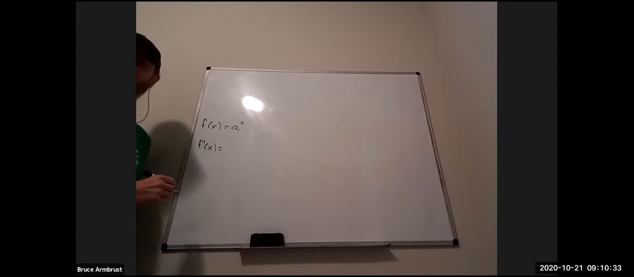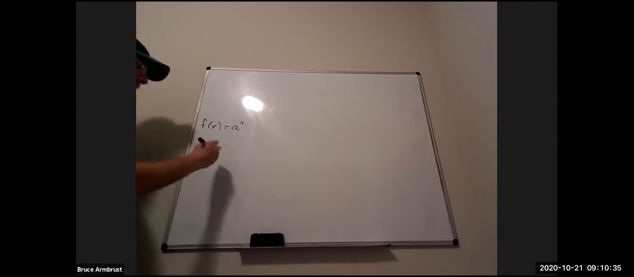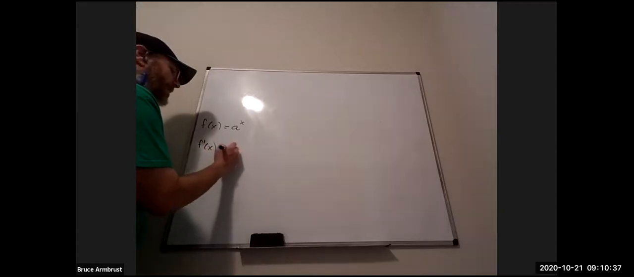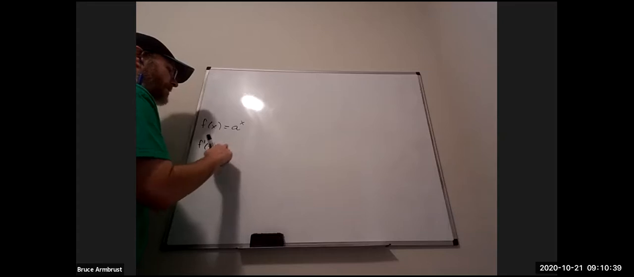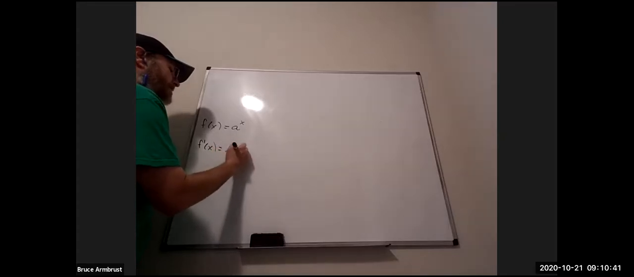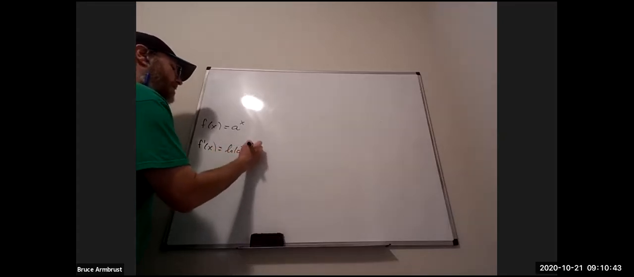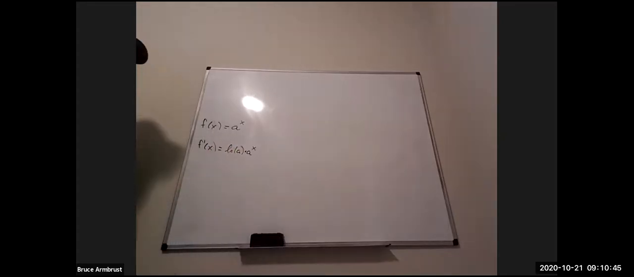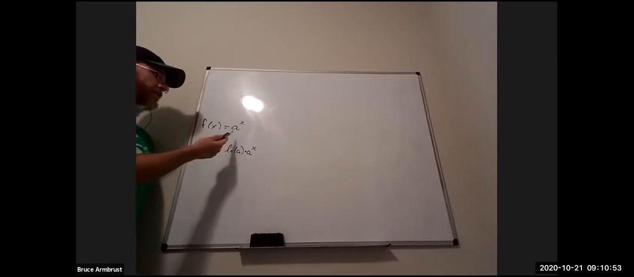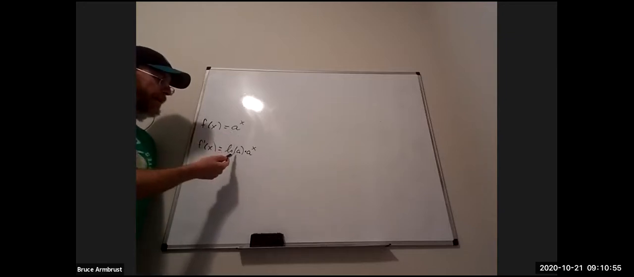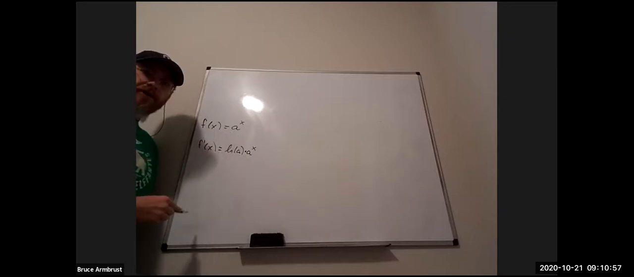So maybe this is when people are frantically looking back in their notes. But it turns out that it's just a multiple of a to the x. It's just the natural log of a times a to the x. So whatever your base is, you take its natural log and you multiply it by the original function.